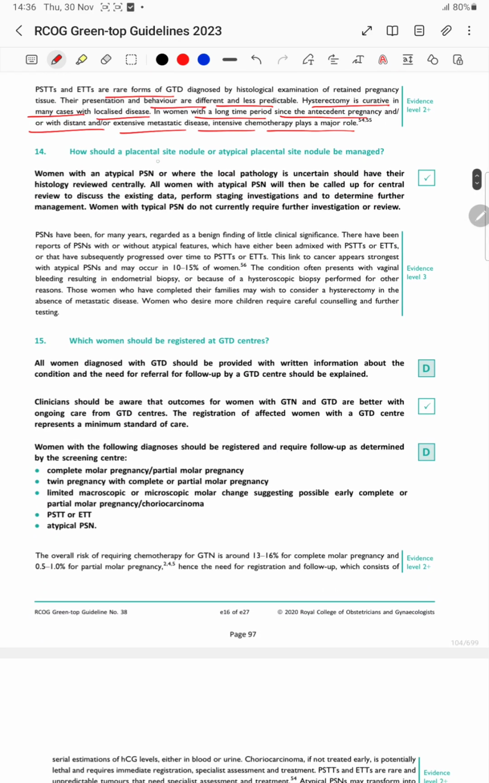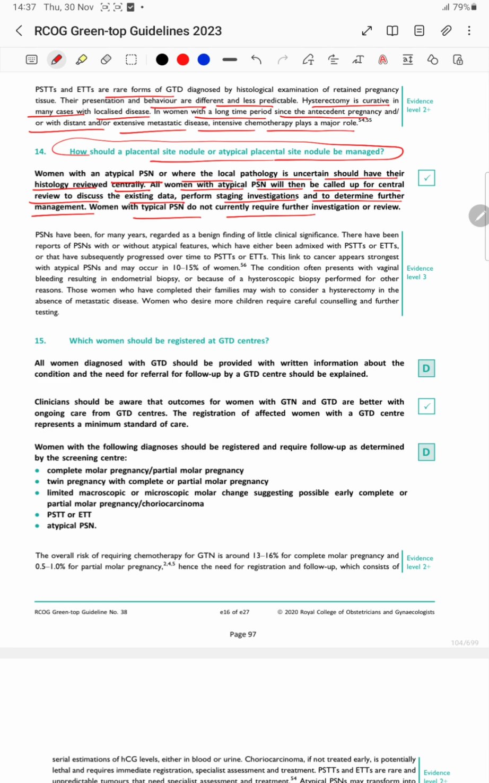How should a placental site nodule or an atypical placental site nodule be managed? Women with an atypical PSN, or where the local pathology is uncertain, should have their histology reviewed centrally. Women with an atypical PSN will then be called for the central review to discuss the existing data, perform staging investigations and determine further management. Women with a typical PSN do not currently require further investigation or review.